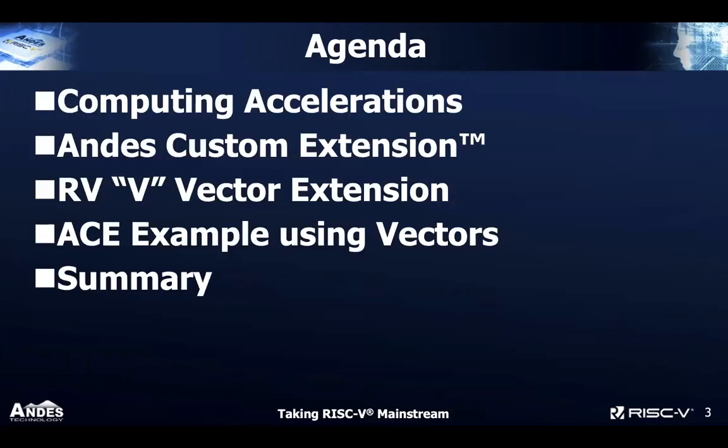So let's talk about the agenda for today. First, we'll talk about different ways to accelerate computing. And then we'll talk about custom extensions, how we create custom extensions in RISC-V, and then we'll talk about the RISC-V vector extension. And I'll bring it all together with an ACE example using RISC-V vectors, and a summary.